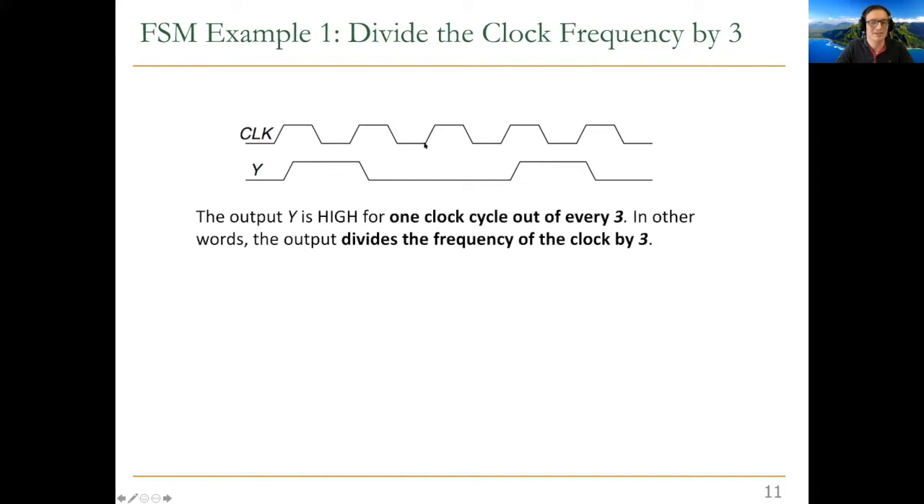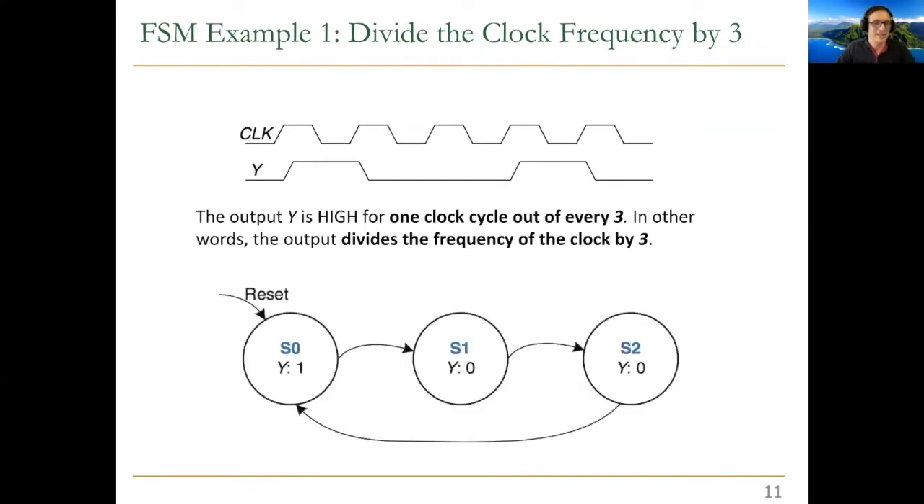You have a clock that looks like this, and Y is the clock frequency, clock divided by 3. Essentially, the output, at least in this case, what does it mean to divide the clock by 3? It means that the output Y is high for 1 clock cycle out of every 3. In other words, the output divides the frequency of the clock by 3, essentially.